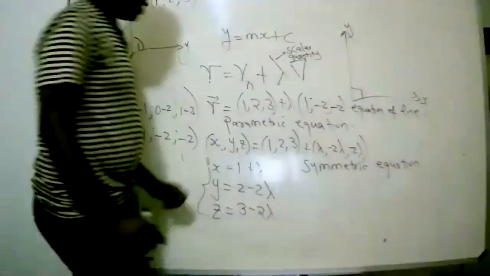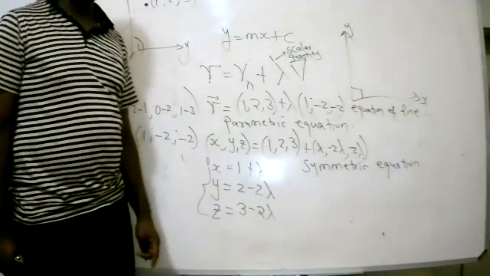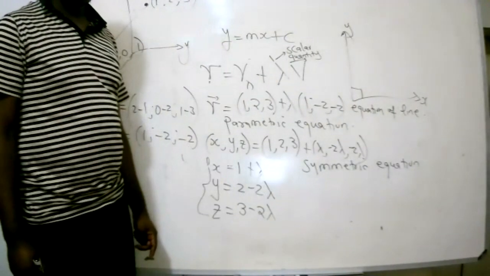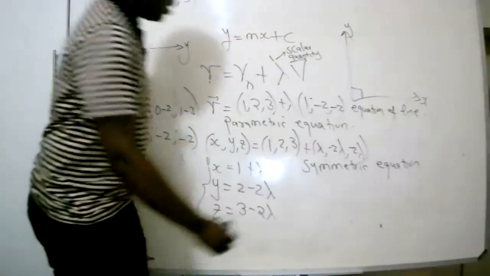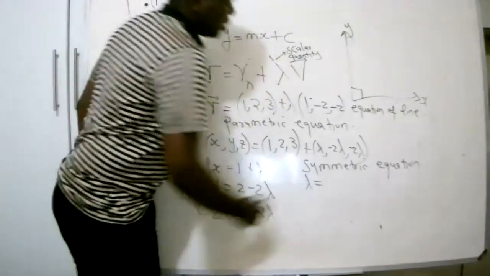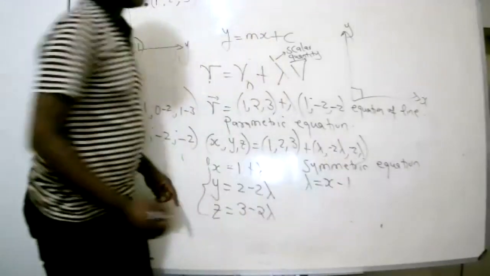So symmetric equation is just a matter of making this lambda the sum of the formula in all these three equations. Okay, so let's make lambda the sum of the formula on the first equation. If we make lambda the sum of the formula, it means we're going to have x minus 1. You see that?